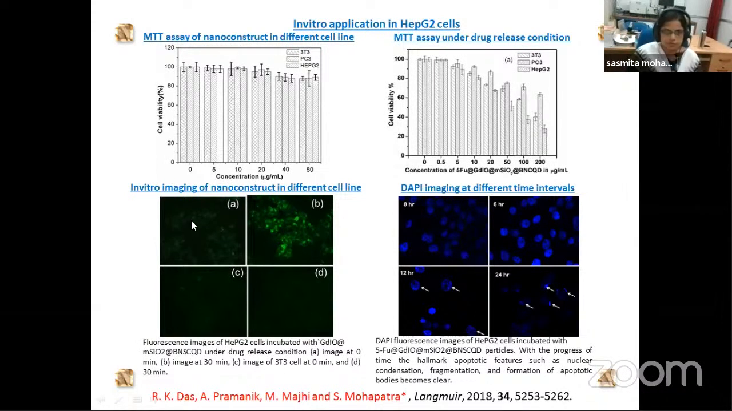We have also used it for imaging cells, and it induces nuclear apoptosis, which can be visible here. By DAPI staining, we can visualize the nuclear fragmentation induced by this stimuli responsive system. And the work was done in collaboration with IACS Kolkata. Dr. Pramanik, with his assistance, we have done this work, and it was published in Langmuir.